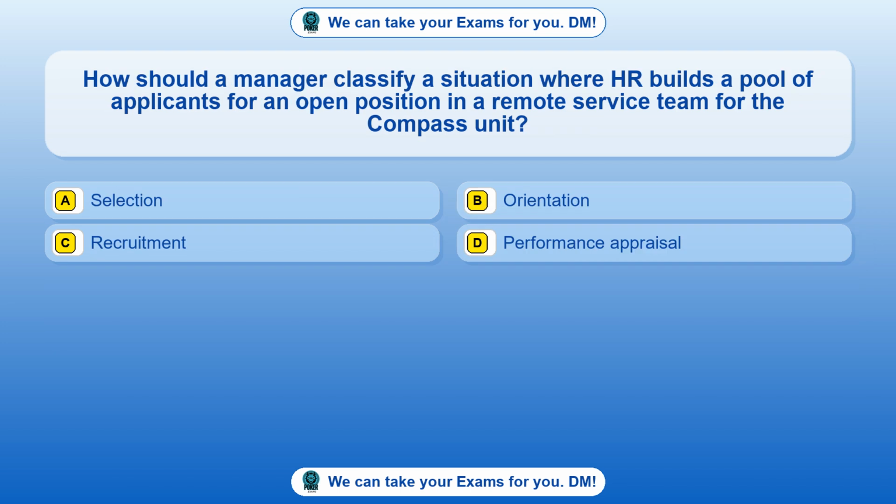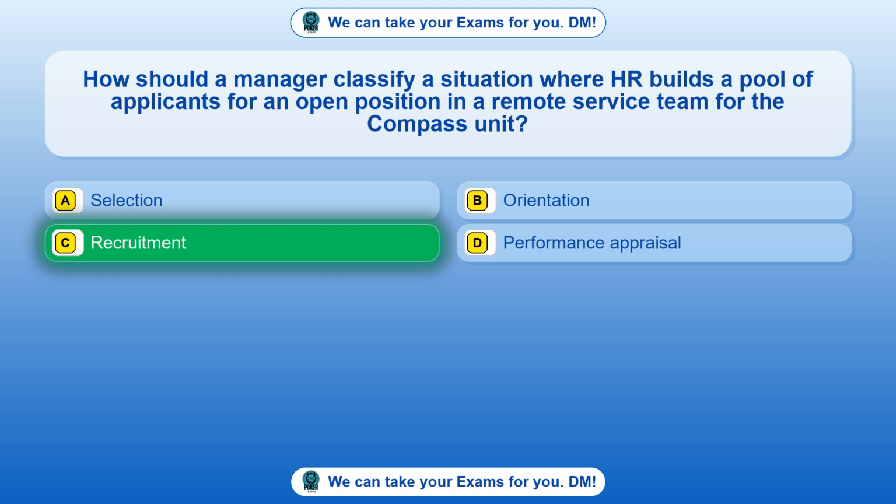Question 40. How should a manager classify a situation where HR builds a pool of applicants for an open position in a remote service team for the campus unit? Option A, selection. Option B, orientation. Option C, recruitment. Option D, performance appraisal. The correct answer is option C, recruitment.